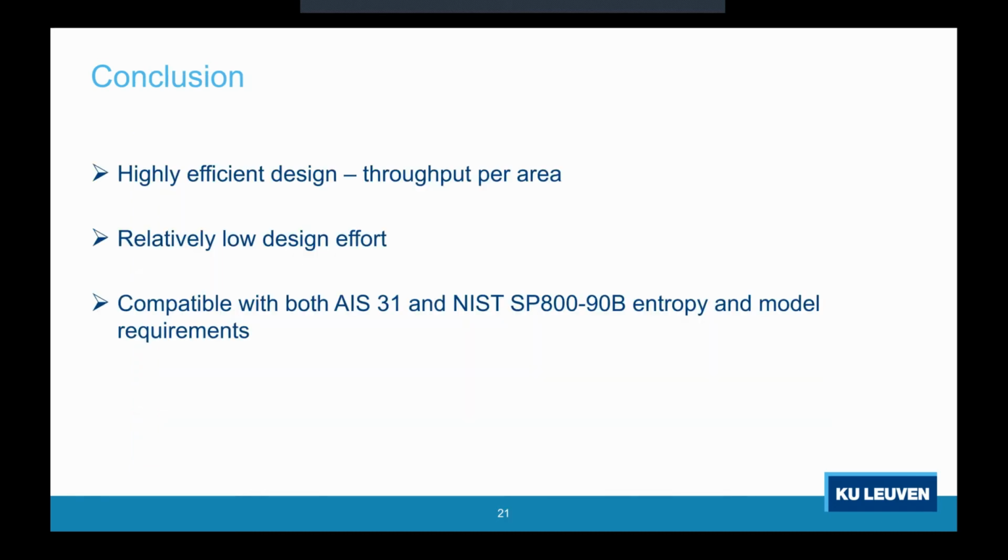To conclude, we show the design of a highly efficient digital noise source, which achieves a good trade-off between area and randomness throughput. It has relatively low design effort. We don't require any manual routing. And it is compatible with both AIS 31 and NIST SP 800-90B approaches.